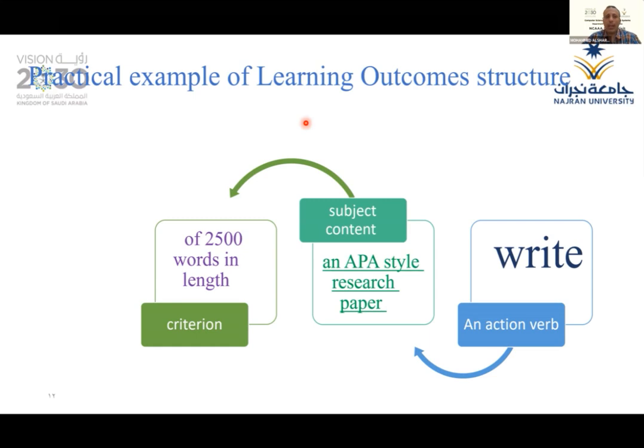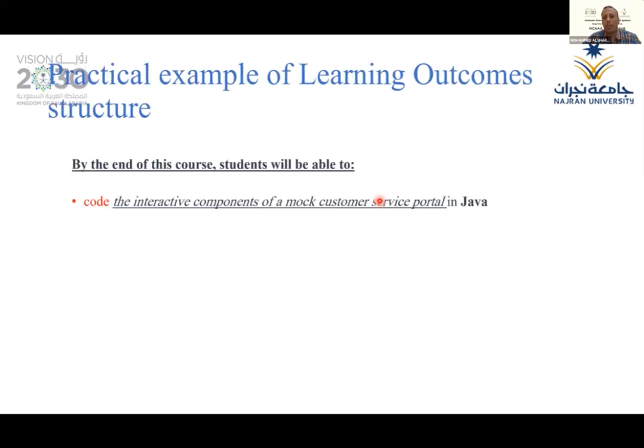For example, by the end of the course, students will code the interactive components of a mock customer service portal in Java. If we look at this CLO sentence, code is the action verb. We need the students to reach the level of coding. Based on that, teaching strategies should be aligned with this. Assessment also should be aligned with code. Code shows us what the teaching strategies are. While I'm saying coding, it means my teaching strategy should be in the coding lab. In the assessment, I should assess the code, not definition, not define.